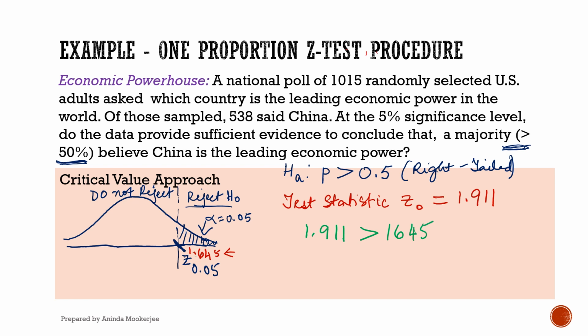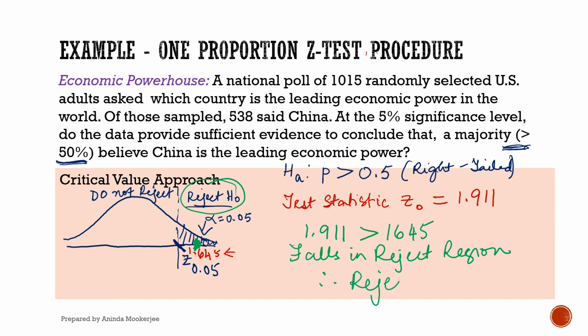That would fall somewhere to the right, somewhere here. You can show it with a dot, or with a heavy dot or a star, however you want to show it. And that is definitely in the reject region. So we have to say it falls in the reject region, therefore the decision is going to be reject the null hypothesis.